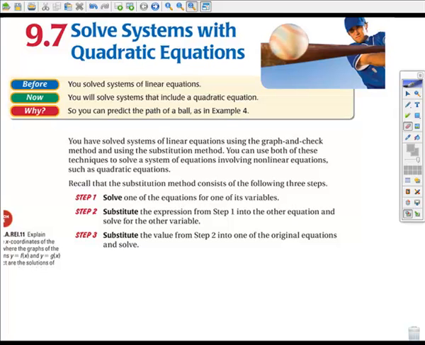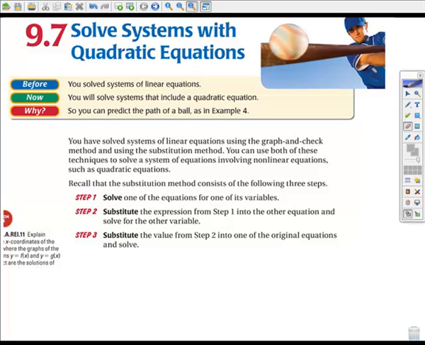9.7 is solving systems with quadratic equations. Up to this point you have solved systems, but your systems have been both linear equations, and we had one solution, or infinitely many solutions, or no solutions if they were parallel. Well, now we're going to graph a quadratic, which is a parabola, and a line, and we're going to see where they can cross.